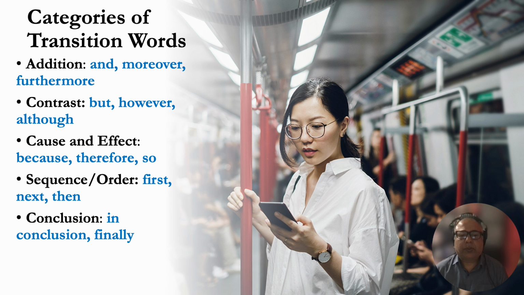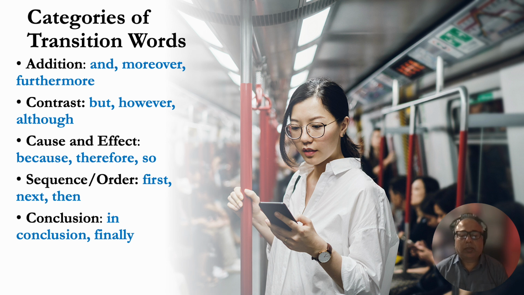There are different categories of transition words. To add more information, writers use and, moreover, furthermore. Another category is contrast, to compare two different things. Some transition words are but, however, although. There are also cause and effect transition words. So because of X, Y happened. So because, therefore, so, they are cause and effect transition words.